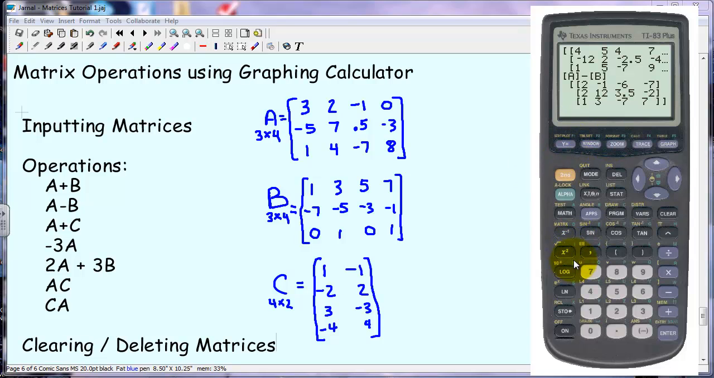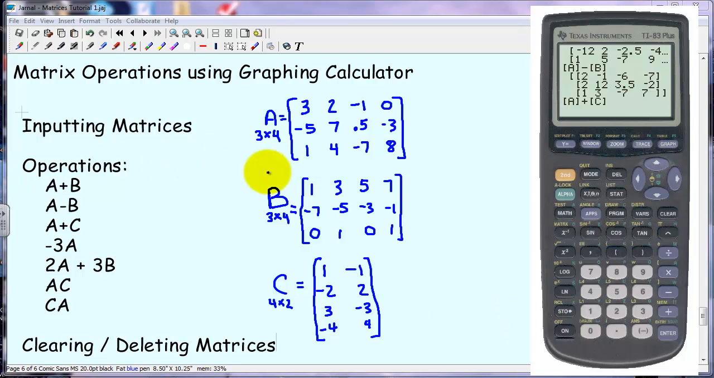Let's try A plus C. Now you should know from earlier A and C are different dimensions, so if we add those up it shouldn't work. So let's see what the calculator does. Second matrix A and plus matrix C. Now that shouldn't work, so let's see what kind of message we get. And we get dimension mismatch. So it's telling you that we can't add the two matrices because they don't have the same dimensions, which is what we would expect.